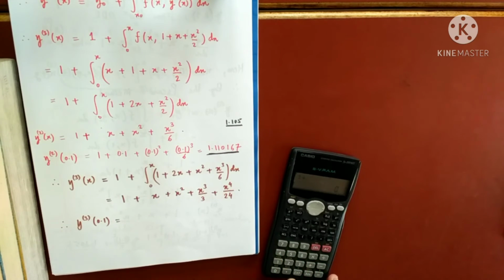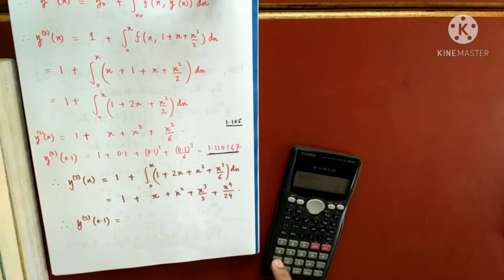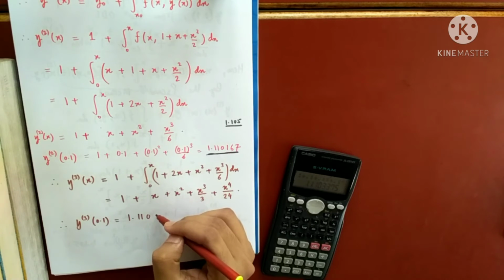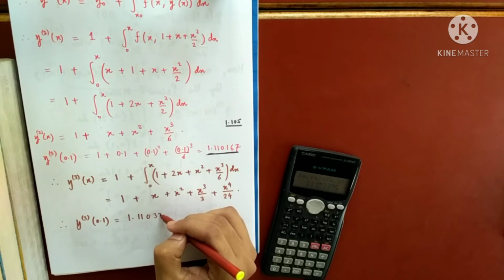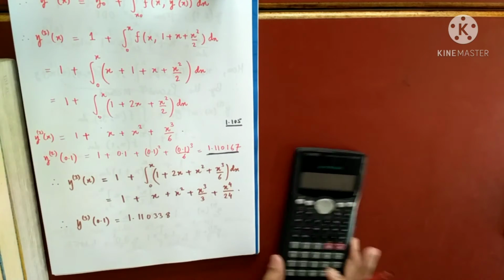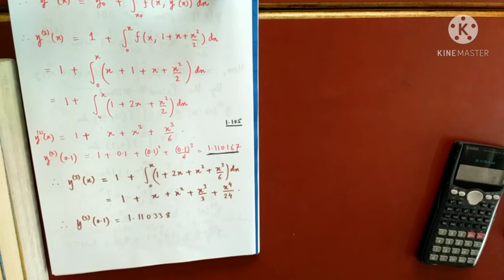So 1 plus 0.1 plus 0.1 square plus 0.1 cube divided by 3 plus 0.1 whole to the power 4 divided by 24. What are we getting? We are getting 1.1103338. I'm taking 6 decimal places. The precision depends upon us.